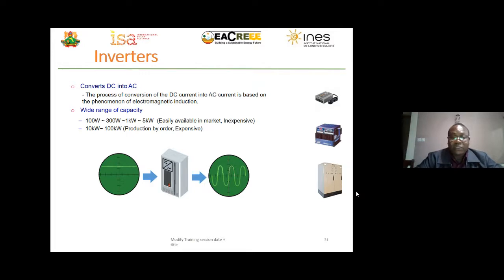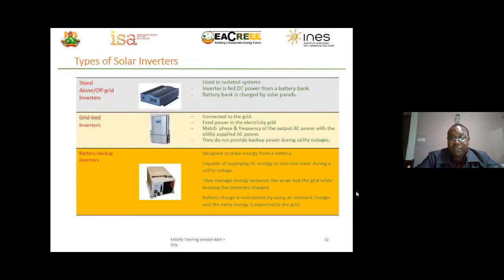So, an inverter. In the market, they are available in various ranges, not just what I've indicated. Generally, under this, we have three main categories, I can say, of solar inverters.